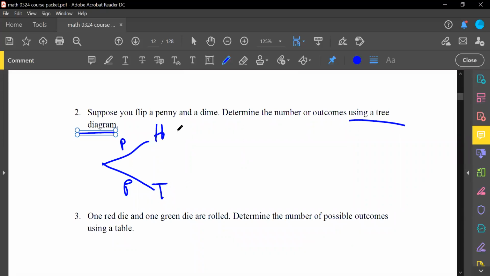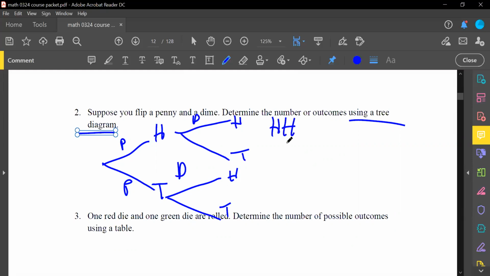Now I flip a dime, so my second branch is a dime, and guess what? The dime has options of heads or tails. So I can look at all my options. I get heads, heads. Let's see, I'm just reading down the branches. Heads, tails. Tails, heads. And tails, tails. So these are all the different possible outcomes of our experiment.